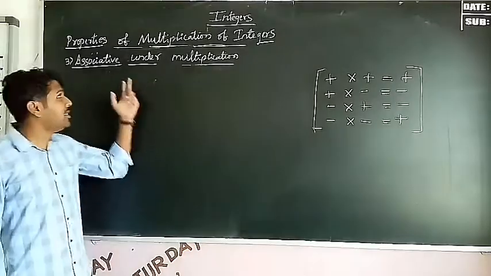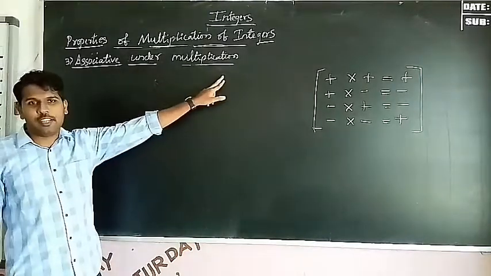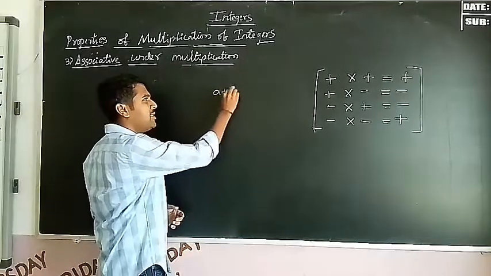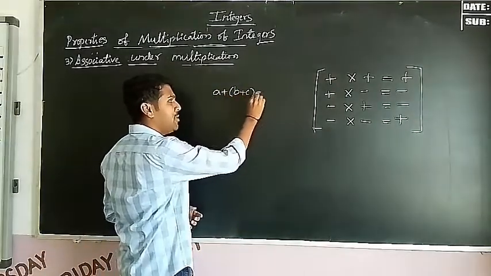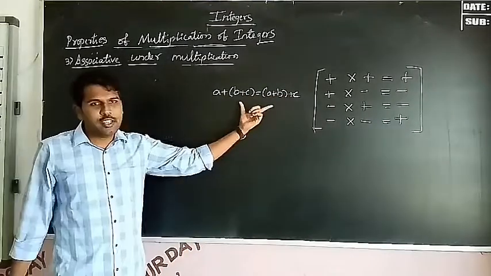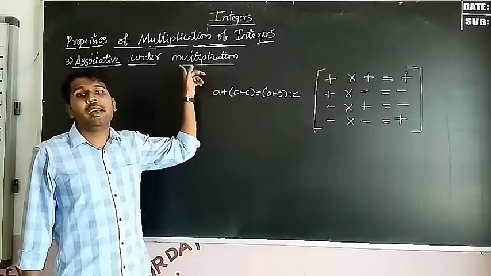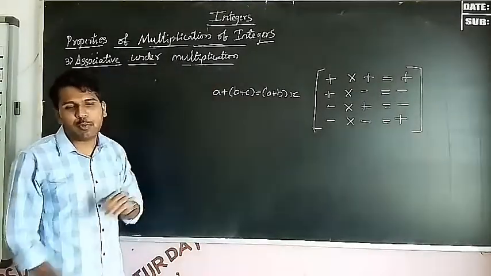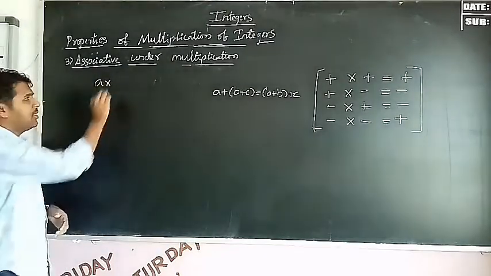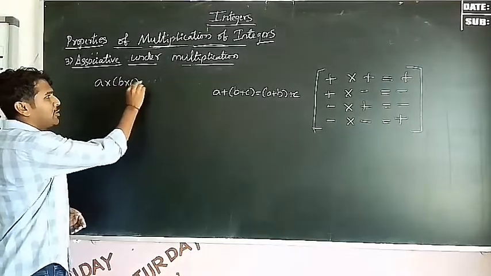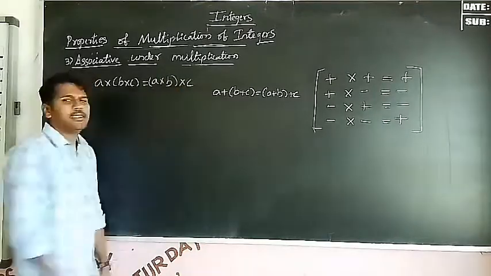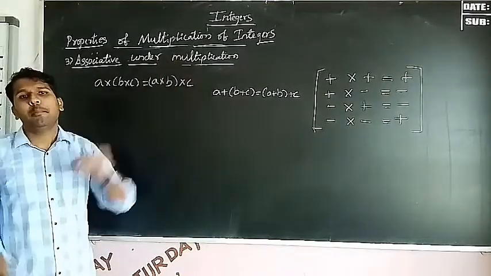The next property, the third one, is the associative property under multiplication. You already know that under addition, a plus (b plus c) equals (a plus b) plus c. This is for addition. Just replace the addition sign by the multiplication sign and you get the associative property under multiplication: a into (b into c) equals (a into b) into c.